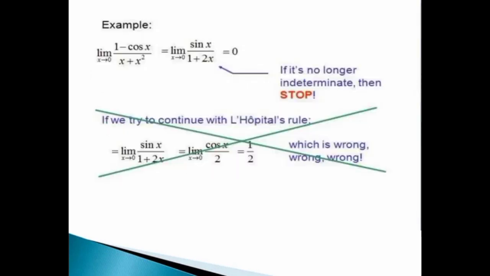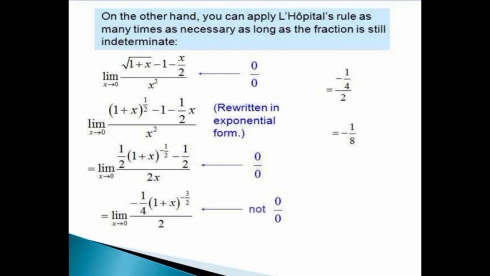So say, for example, the limit of 1 minus cos x all over x plus x squared, where x approaches 0. So it is no longer indeterminate. As you can see, the answer is 0, which is not indeterminate, so you need to stop. If we try to continue with L'Hospital's rule, that is wrong. On the other hand, you can apply L'Hospital's rule as many times as necessary, as long as the fraction is still indeterminate.